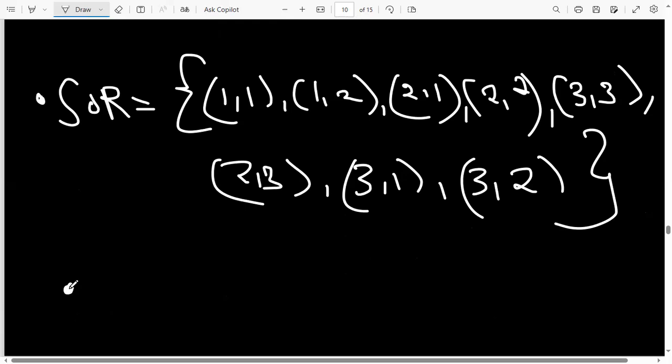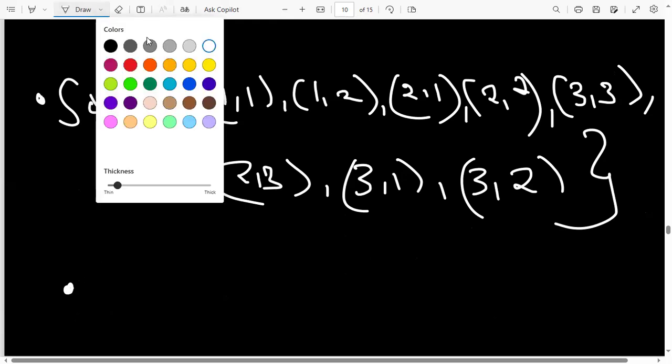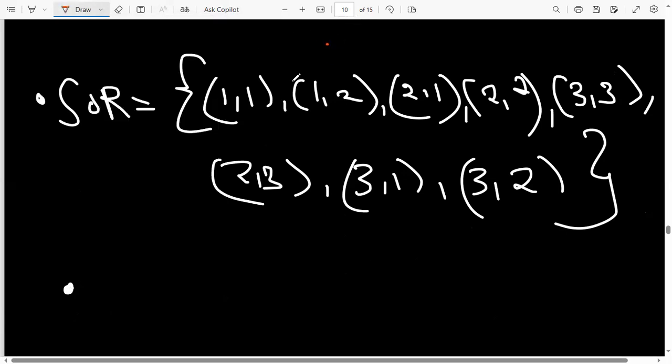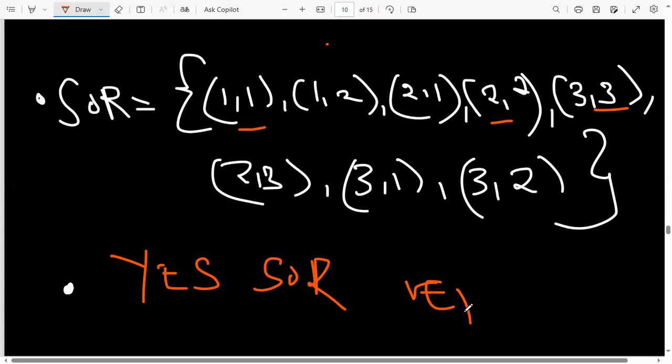Okay, so let's check the reflexivity there. Reflexivity means all the members of the set X should be mapped to themselves. I can see 1, 1, 2, 2, then 3, 3. So we can say yes. S of R is reflexive. Okay, so this property holds.